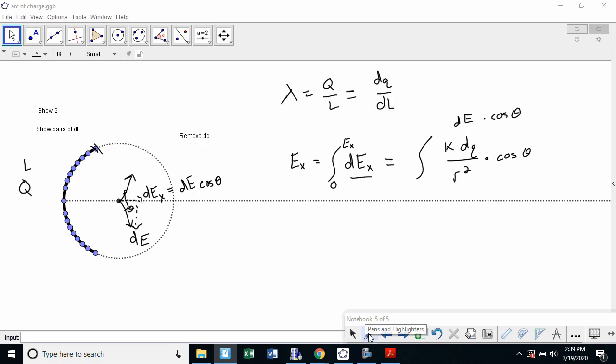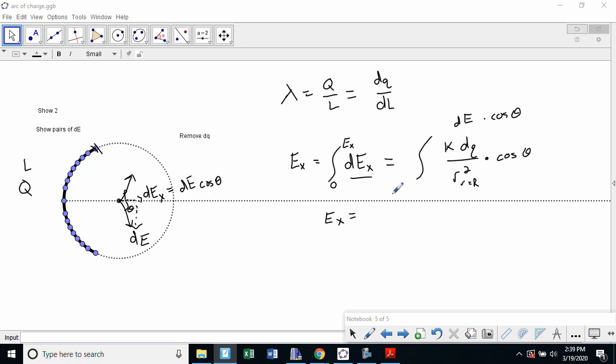But then we're going to go ahead and take care of any of the variables that appear here. Little r, the distance from each charge to the center, or to point P, well, that's just capital R for every single dq. So our integral becomes pretty simple.